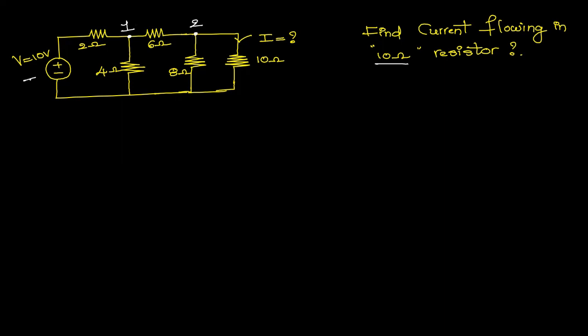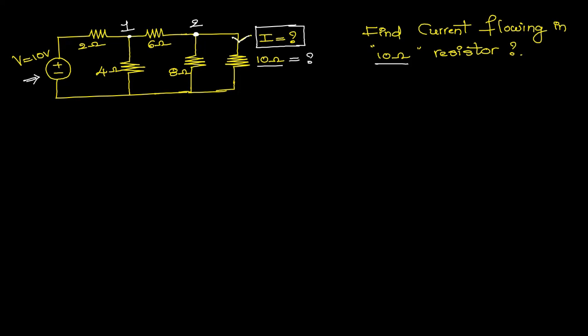Now the voltage source is here and our target is to find the value of current flowing in the 10 ohms. Now how to find it? In order to find the current flowing in 10 ohms, first we need to find how much total current is available at junction point 2. If we know the total current available at junction point 2, then we can easily apply the current division rule to find the current flowing in this 10 ohms.